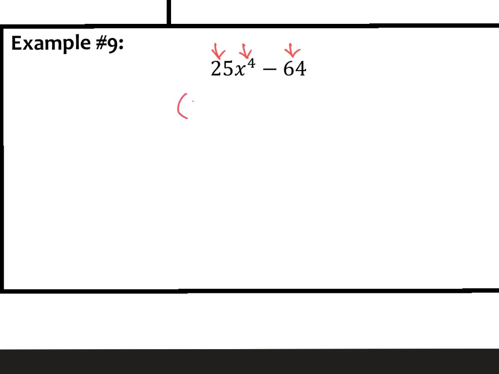Square root of 25 is 5. Square root of x to the 4th is x squared. Square root of 64 is 8, so plus 8. And then 5x squared minus 8. And I'm done.